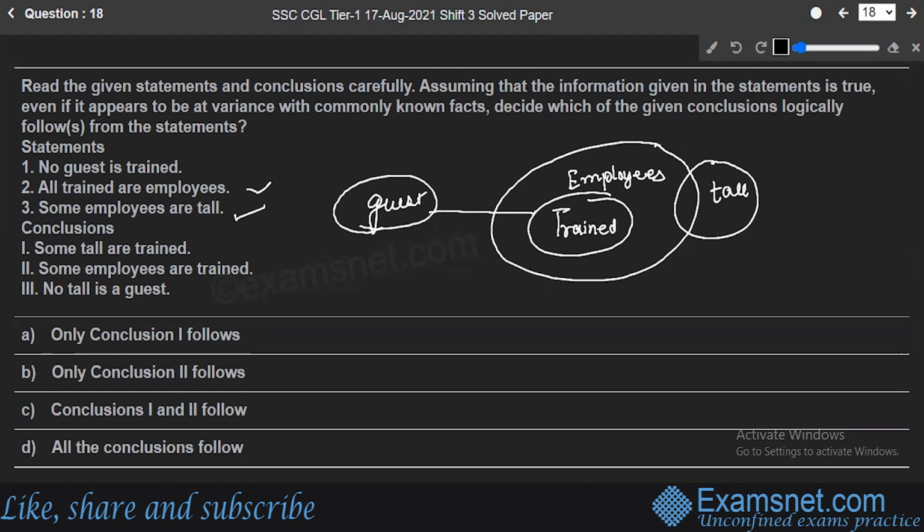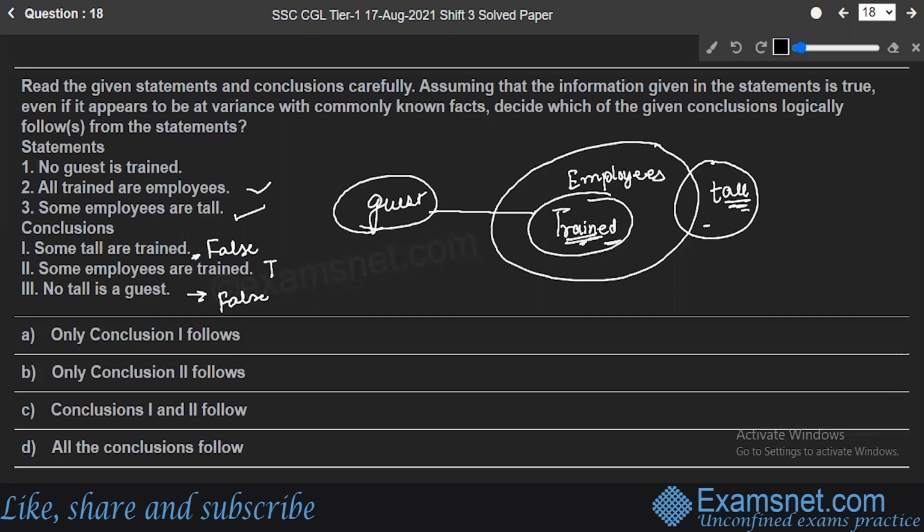The first one is some tall are trained. This is false. Just look at the Venn diagram. Some tall are trained, they have nothing in common. So this is false. Next one is some employees are trained. This is true, of course. Next, no tall is a guest. This is false.